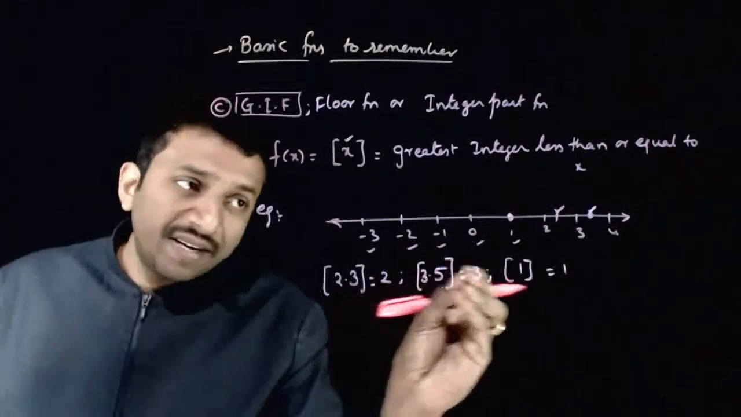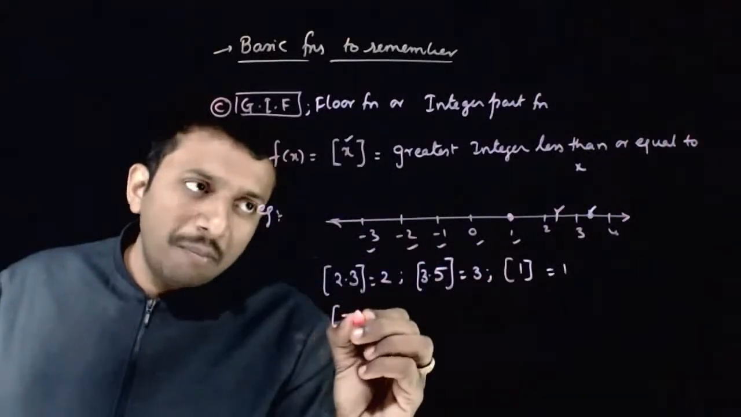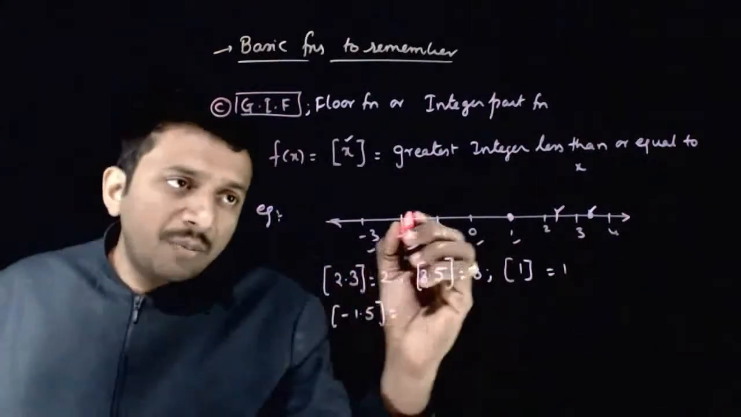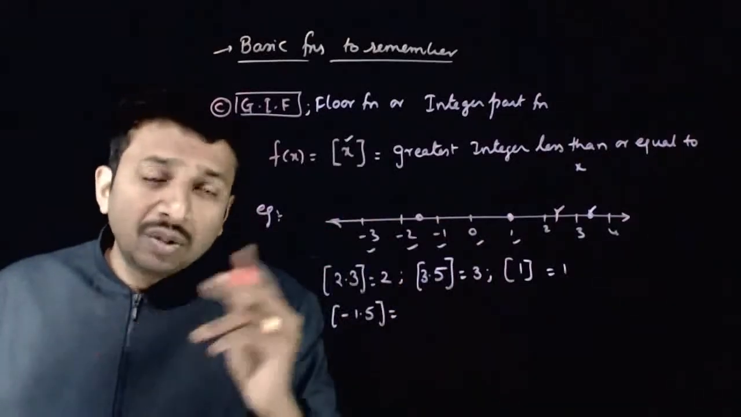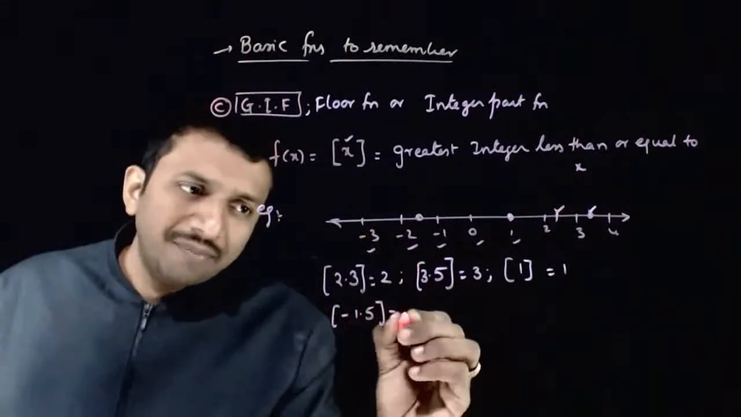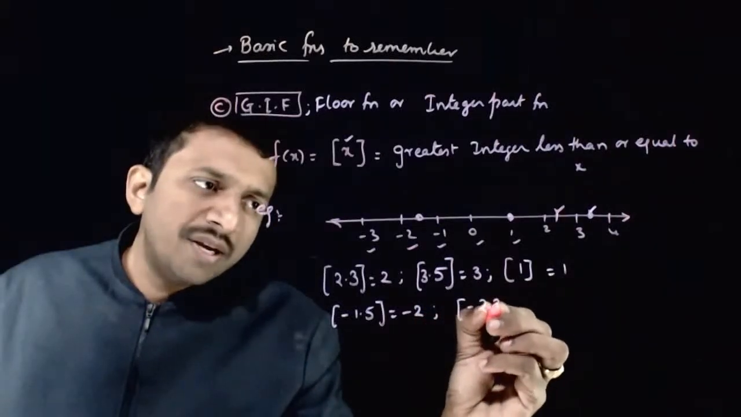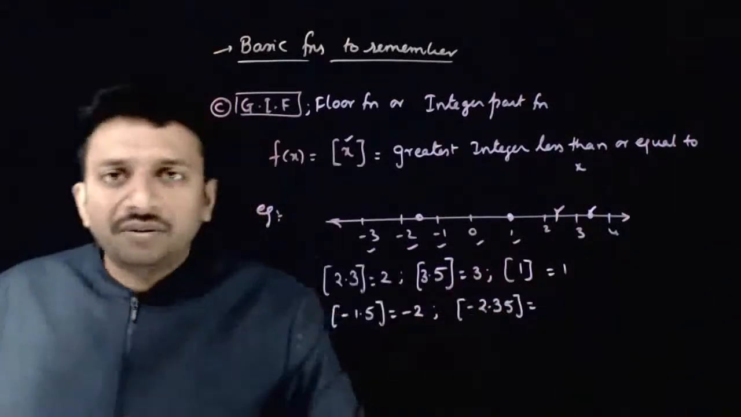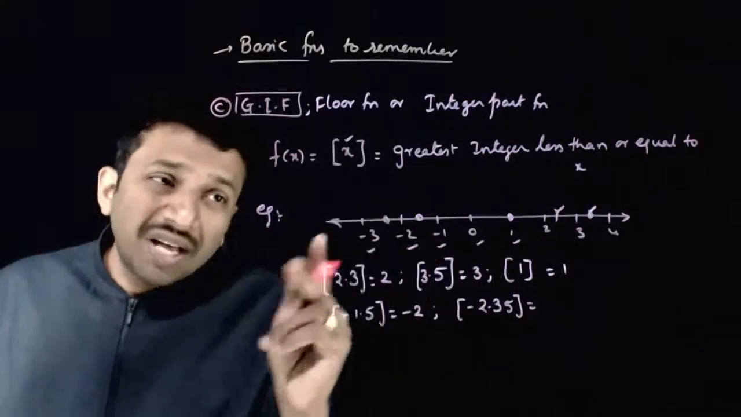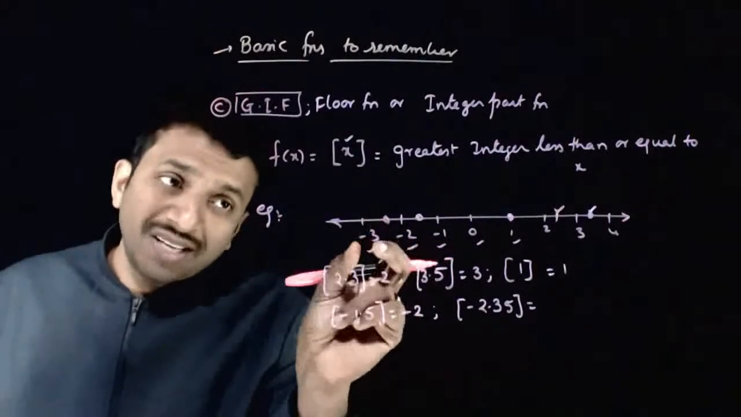So this is how we calculate the integer part for positive numbers. Even for negative numbers, let us take some examples. Integer part of minus 1.5 is equal to what? Minus 1.5 lies somewhere here. What is the greatest integer less than or equal to minus 1.5? It's minus 2. Integer part of minus 2.35 is equal to what? Where does minus 2.35 lie? Somewhere here. Consider all the integers on the left side, that is, less than or equal to this number. Out of all those, what is the greatest one?